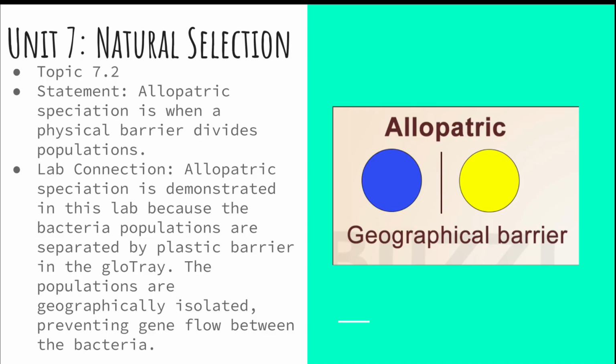Unit 7 relates to the lab in Topic 7.2. Allopatric speciation is when a physical barrier divides populations. In the lab, allopatric speciation is demonstrated because the bacteria populations are separated by the plastic barriers in the glow tray. The populations are geographically isolated in a sense, preventing gene flow between the bacteria.